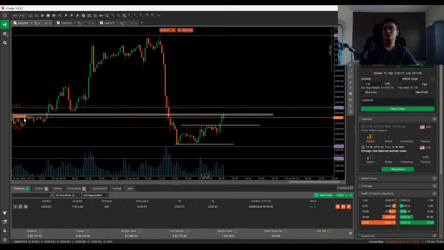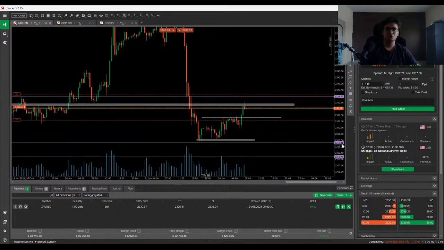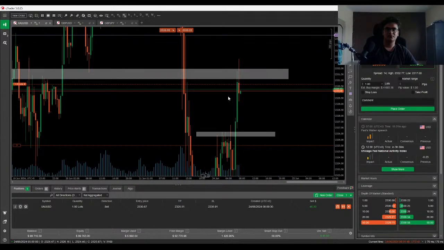Besides that, we have a lot of rejection points on this side. So I'm expecting that this could respect those areas. And if it goes down and breaks these lows, you can see the price is still here. At least it will do a little bit of small retracement.